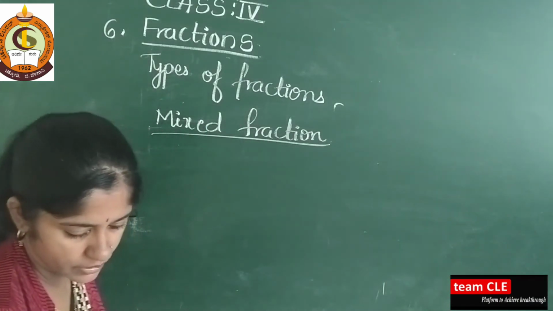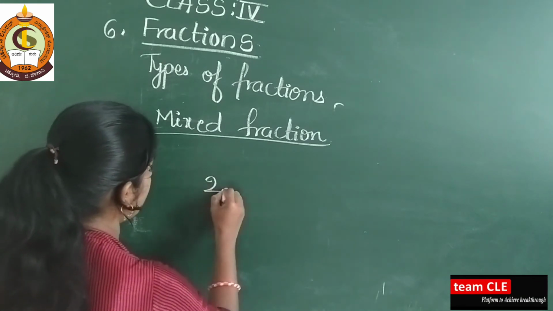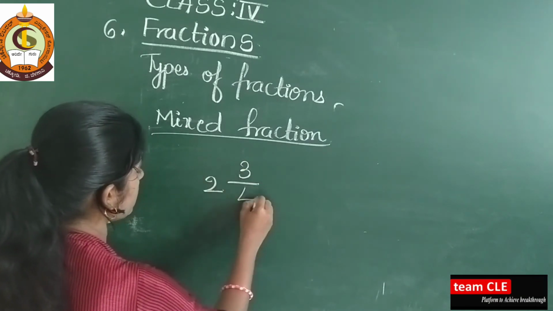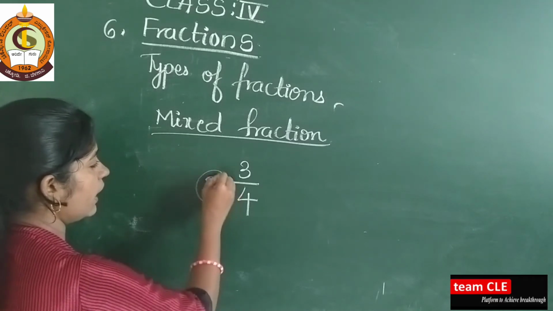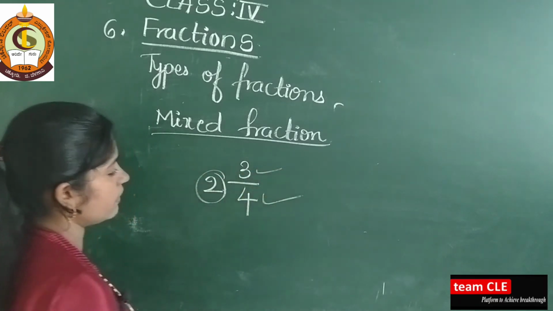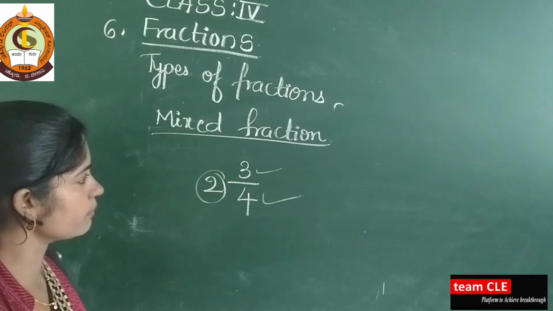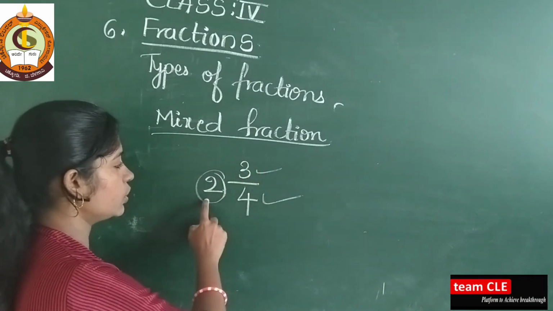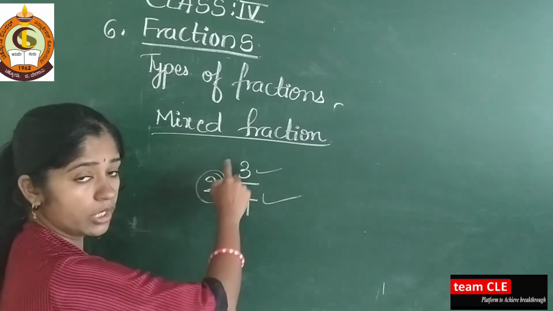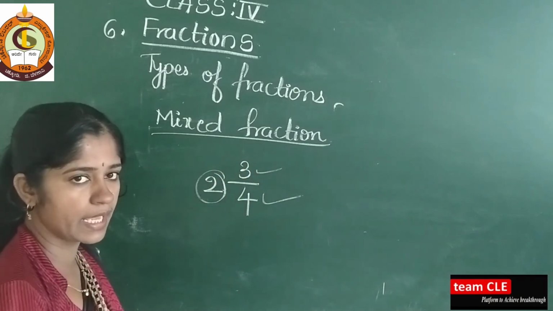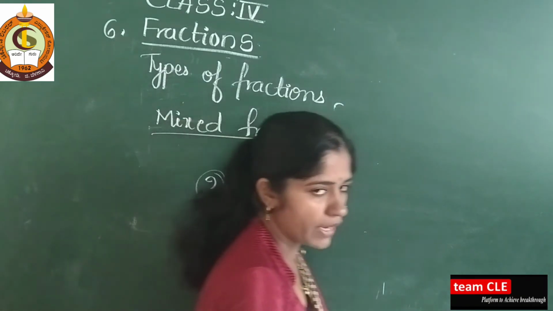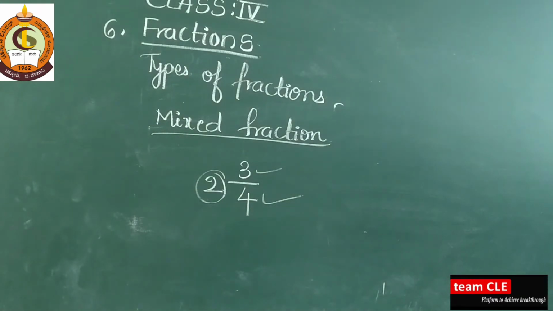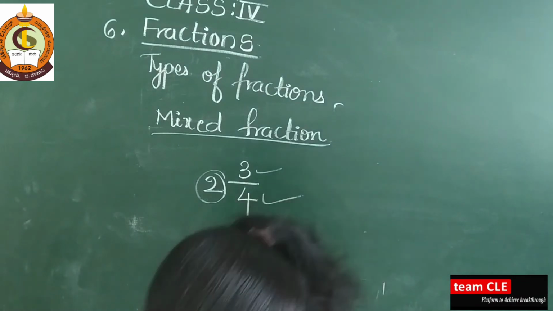Mixed fraction means one whole number and one proper fraction are there, and for that we call it a mixed fraction. Then how to read this? 2, 3 by 4. 2, 3 by 4. We have to read it like this. So, mixed fraction. Dear students, now I am going to solve some examples from your My Practice Time 1.